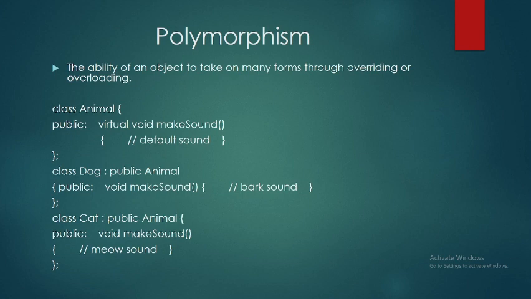Now comes polymorphism. Polymorphism can also be said as the ability of a message to be passed in multiple forms. Poly means multiple, morphism means forms. Let's look at an example where you see polymorphism. Here you have overriding and overloading.